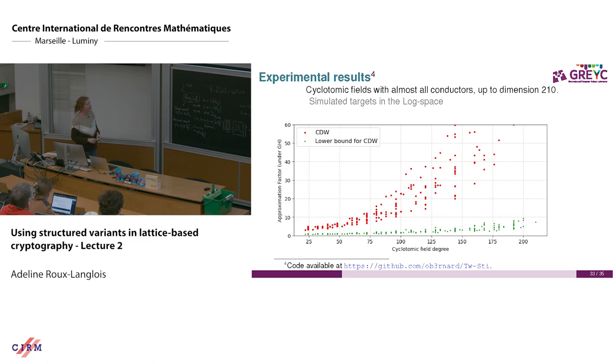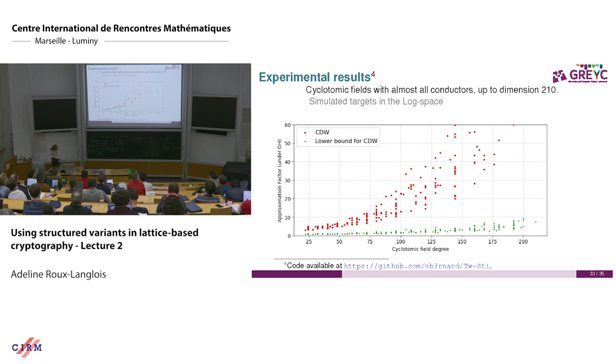this is the result of CDW, so the previous algorithm in 2019. So that's the approximation factor that they managed to solve for the degree of the cyclotomic field. So in red, that's their results. And in green, that's a lower bound of their results. They say, okay, our algorithm has this lower bound. So normally, with our algorithm, we'll never manage to obtain better approximation factors than those yellow dots.